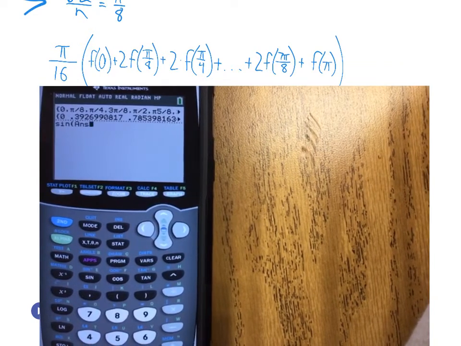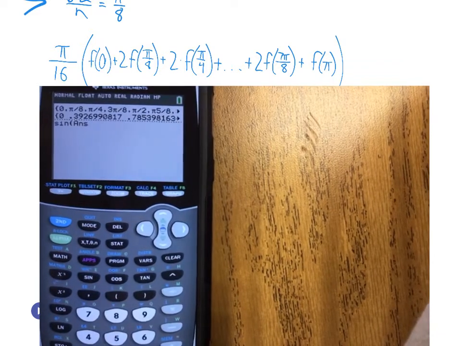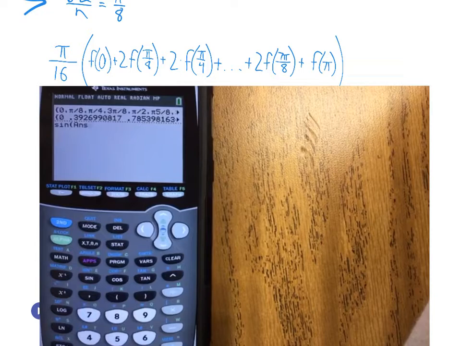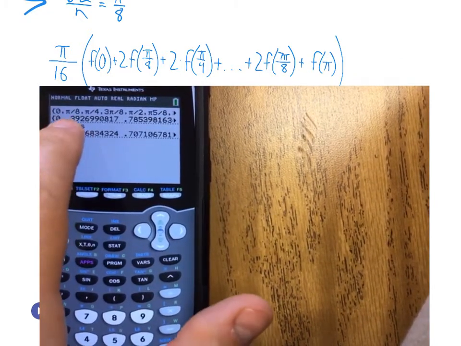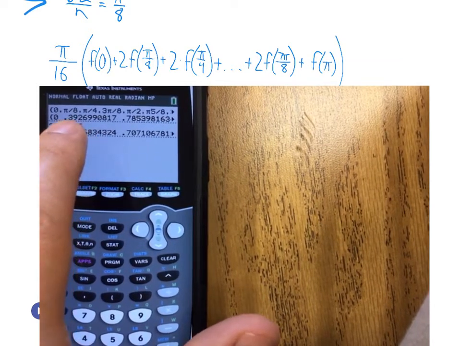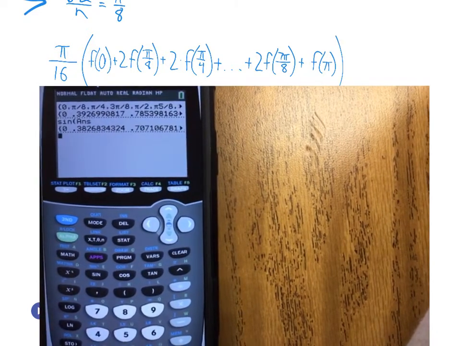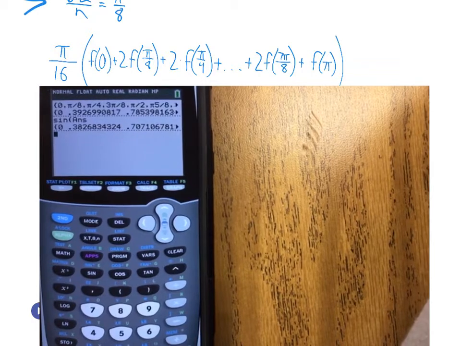Alright, and I'm going to hit enter just in case I mess something up. Alright, but notice it put it as decimals. Alright? Now you might be saying, well, wait a sec, I need to take f of each of those. Well, what is f? Sine. Okay? Well, guess what? Making sure I'm in radians, I'm going to hit sine, and I'm going to hit answer.